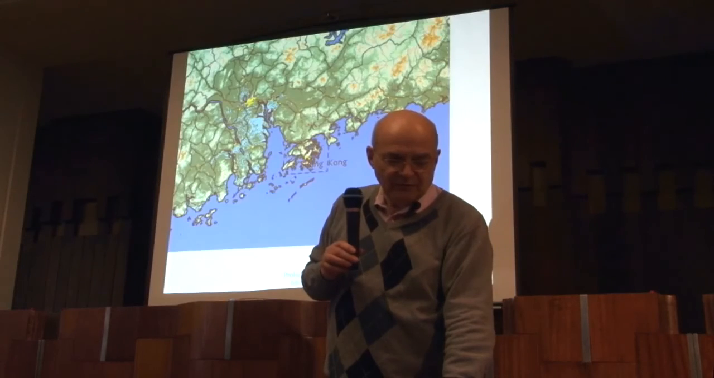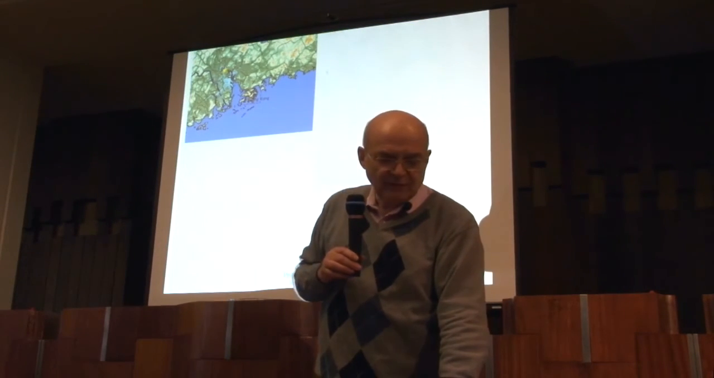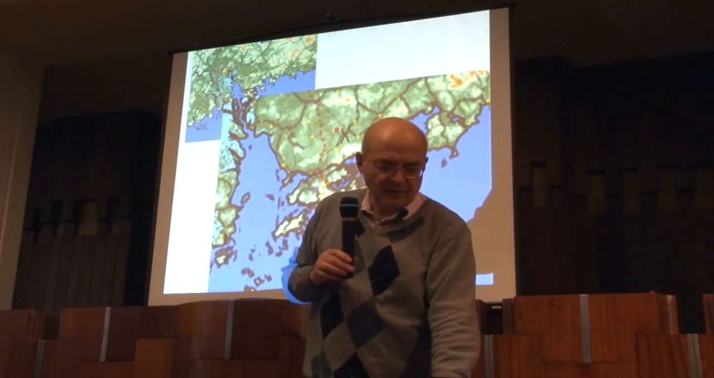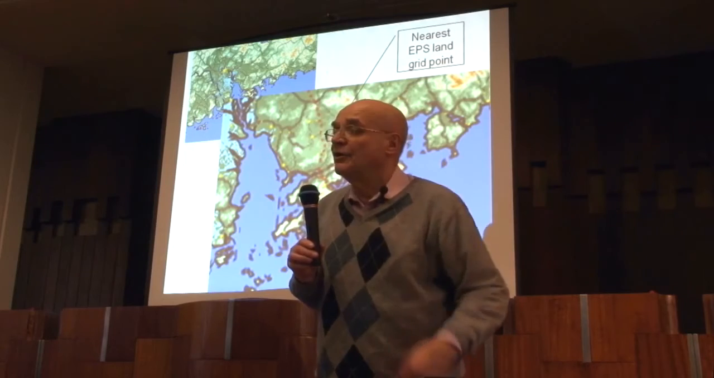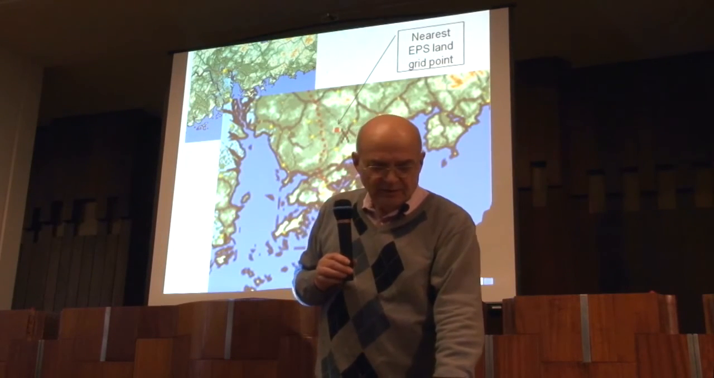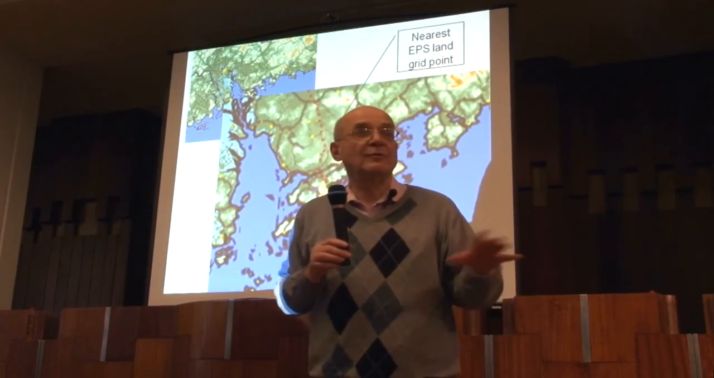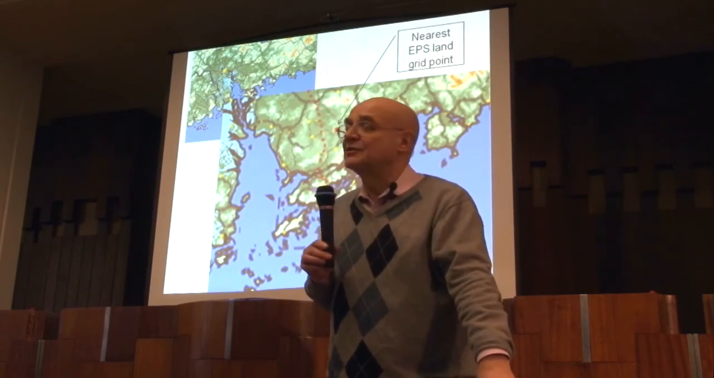And now in this case with Hong Kong, where you know where it is, so the grid point, you have one EPS grid point over land north of Hong Kong. And then you have another one in the sea outside Hong Kong. And the system should pick out now the nearest land grid point.